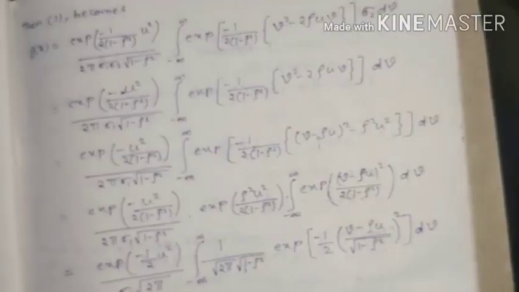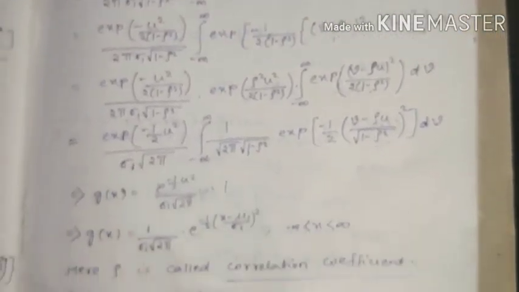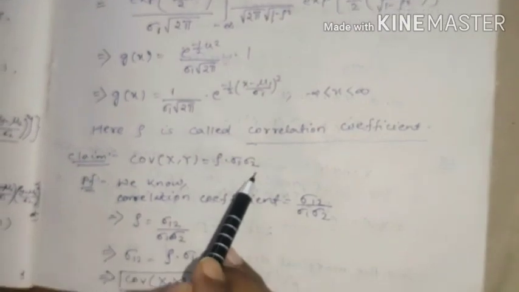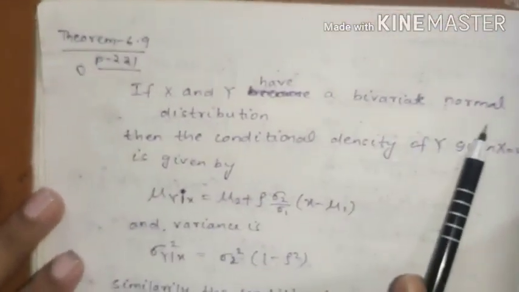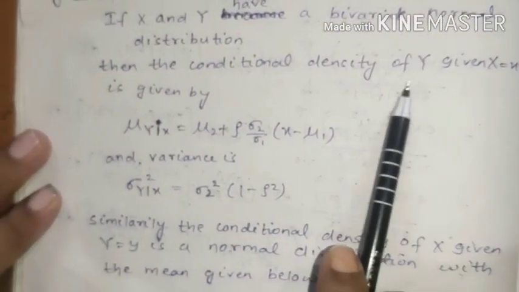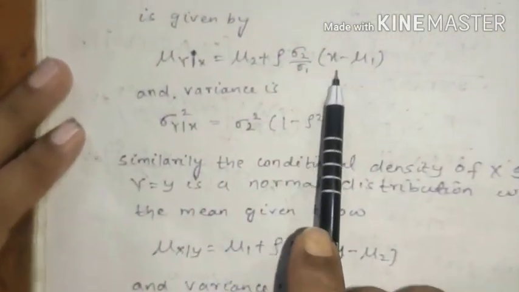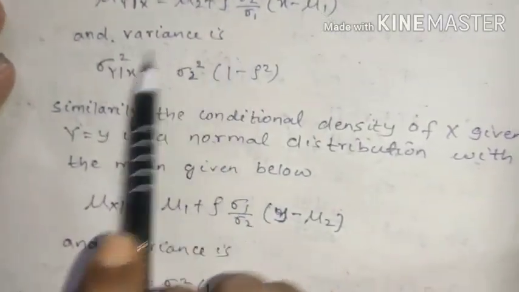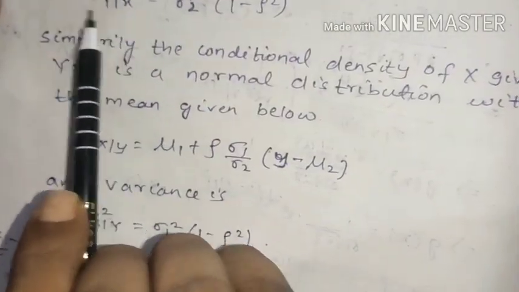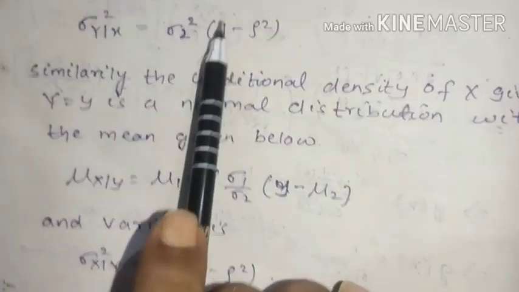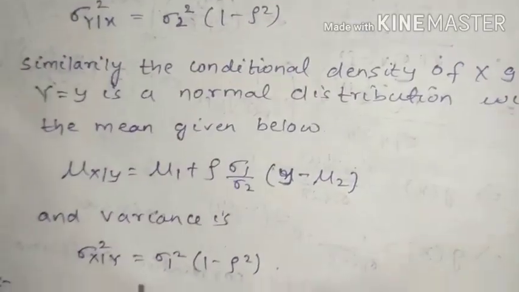Also, therefore, the covariance of X, Y is equal to rho into sigma 1 into sigma 2. When X, Y have a bivariate normal distribution, then the conditional density of Y given X equal to x has mean mu Y given x equal to mu 2 plus rho sigma 2 by sigma 1 into (x minus mu 1). Very important. And the variance is sigma square Y given x equal to sigma 2 square into (1 minus rho square). That is the most important.